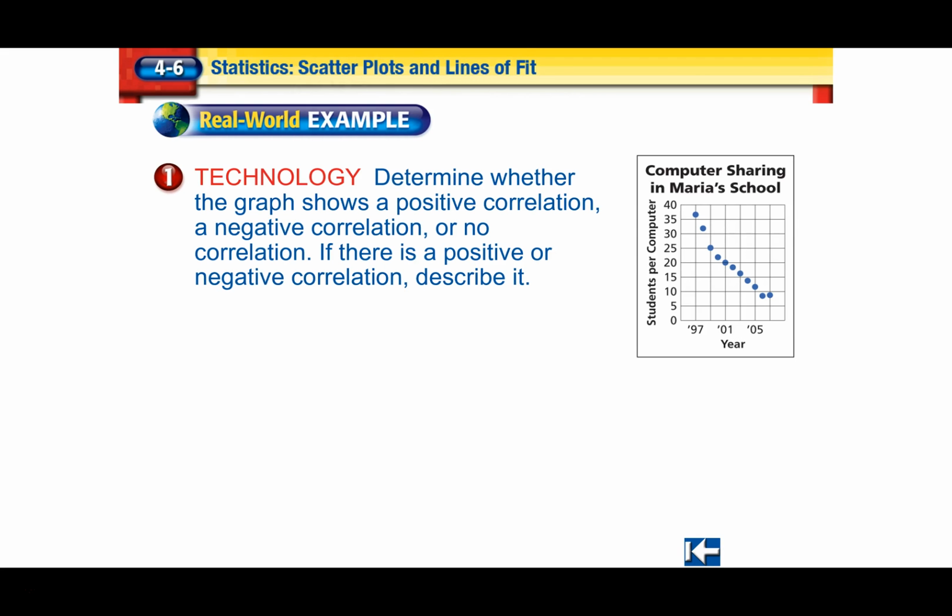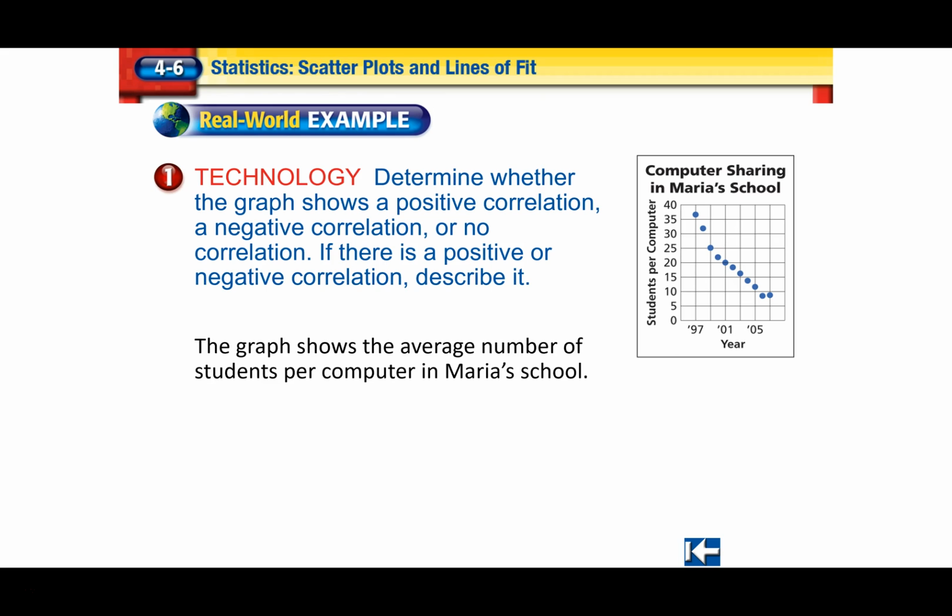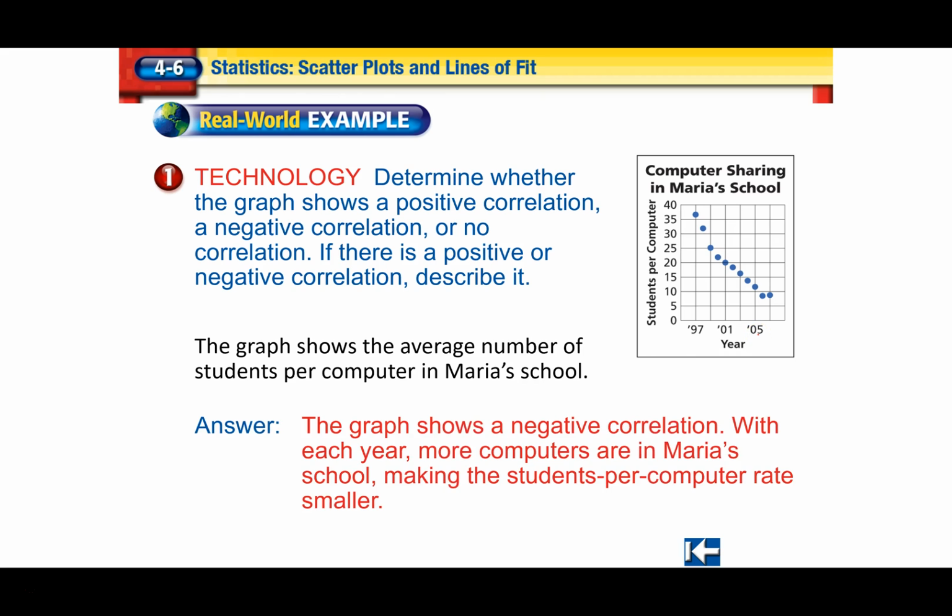All right, so determine whether this graph shows positive correlation, negative correlation, or no correlation. If there's a positive or negative one, describe it. So you're going to have to describe how x is related to y. The graph shows the average number of students per computer for each year. So the answer is there's a negative correlation because it's going down. With each year, there are more computers at Maria's school, making the students per computer rate smaller.